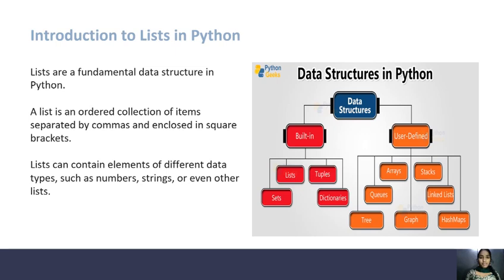Introduction to lists in Python. Lists are fundamental data structures in Python. A list is an ordered collection of items separated by commas and enclosed in square brackets. Lists can contain elements of different data types such as numbers, strings, or even other lists.